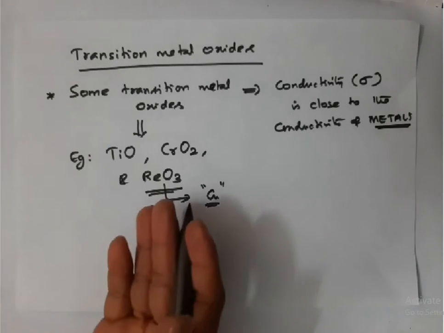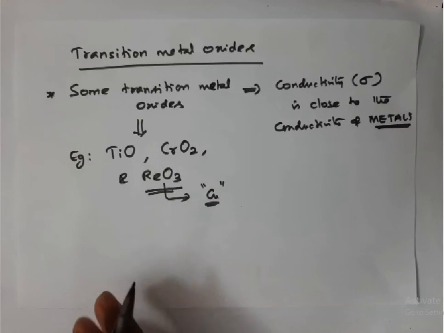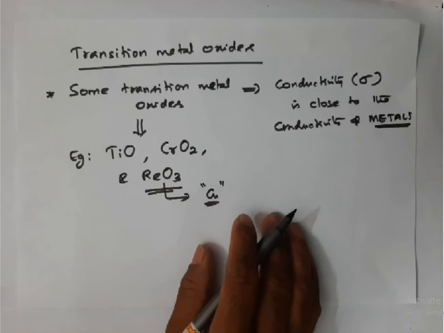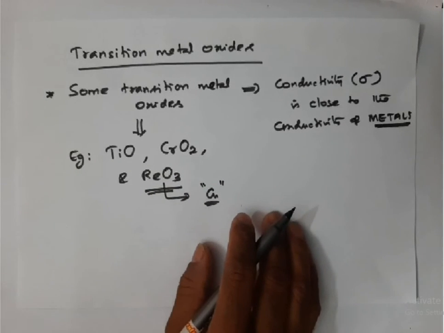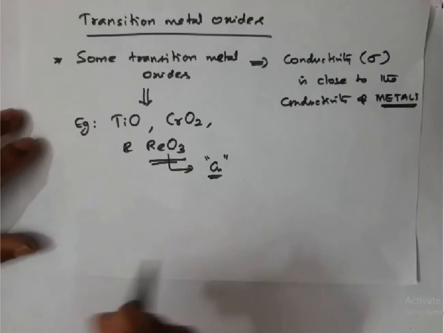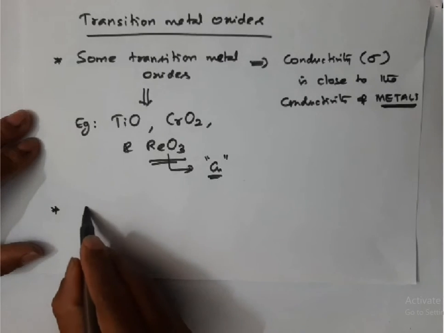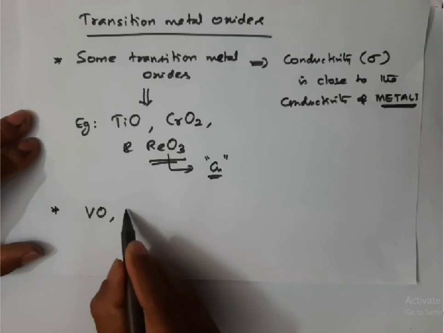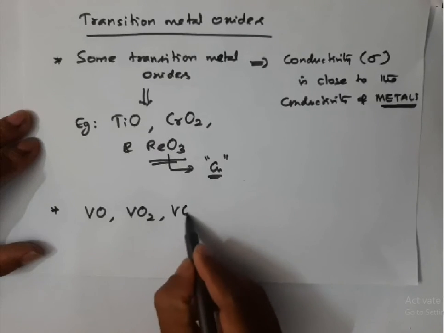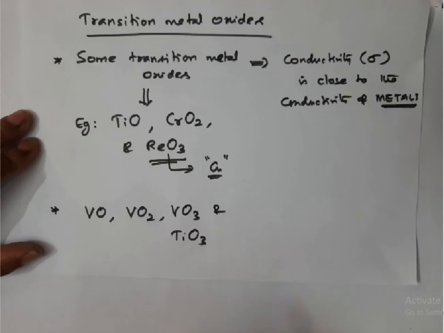So you can call these oxides conductors. This rhenium trioxide can be called a conductor because its conductivity is extremely high. This is a very important one, keep this in mind. Then some other transition metal oxides like vanadium monoxide, vanadium dioxide, vanadium trioxide, and titanium trioxide.